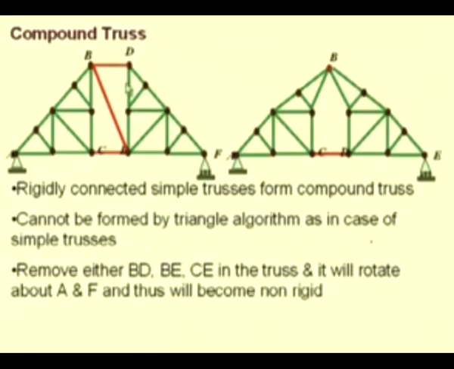And we see that even if we remove one of these members, let us say in this compound truss the member BD or the member BE or the member CE, the rigidity of this compound truss is lost, and either this portion DEF starts to rotate with respect to this simple truss ABC. So, these 3 connections, that is BD, BE and CE, are optimal connections to ensure rigidity.